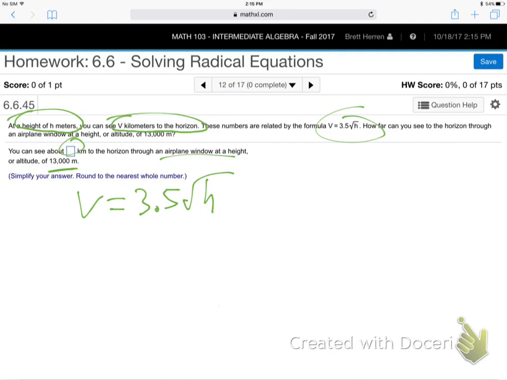What does it plug in for? The h, because it's the altitude or the height. h is meters. But they want the answer in kilometers, and V is kilometers. But this number I'm plugging in for h is in meters. So they don't have to be the same as each other. You're going to have to do a calculation at the end anyway. A kilometer is 1,000 meters. For example, you can see about blank kilometers.